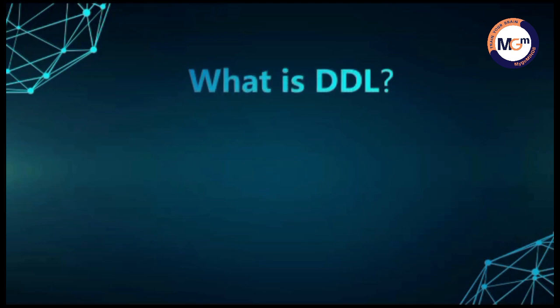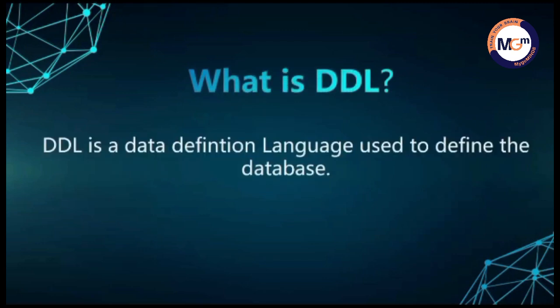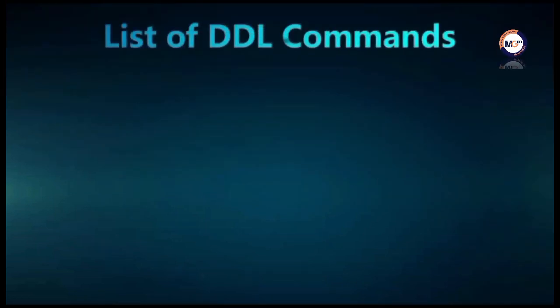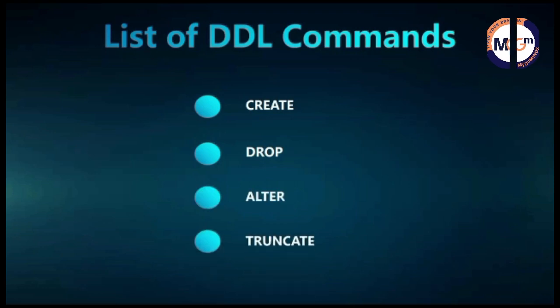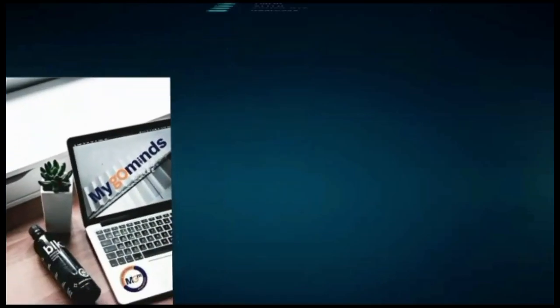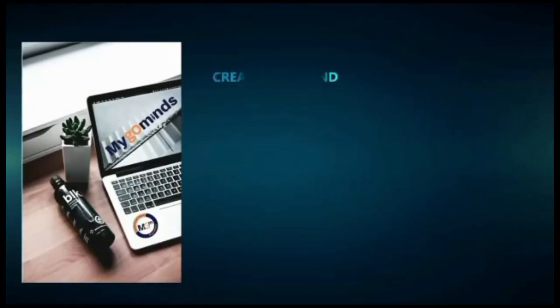What is DDL? DDL is data definition language, which is used to define the structure of the database. There are different DDL commands, which are create, drop, alter, truncate, and rename. Now let us discuss them one by one.